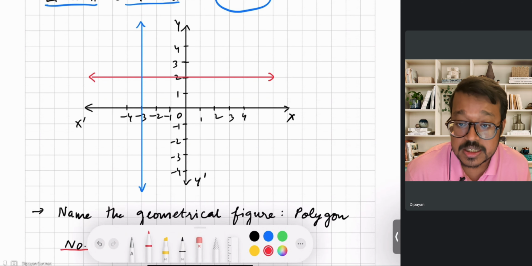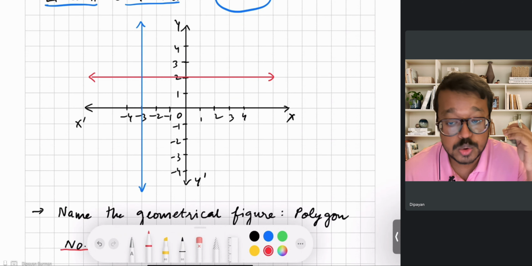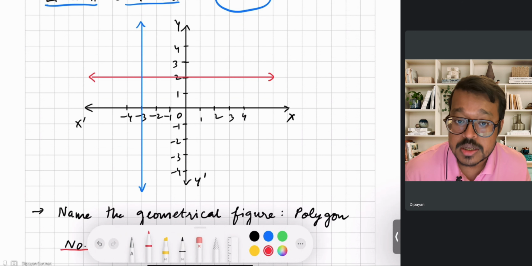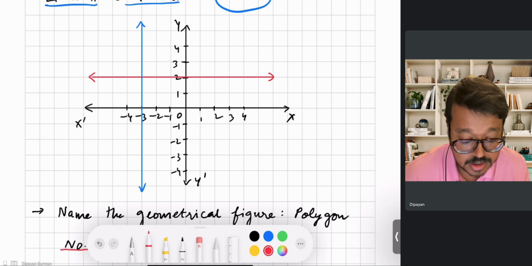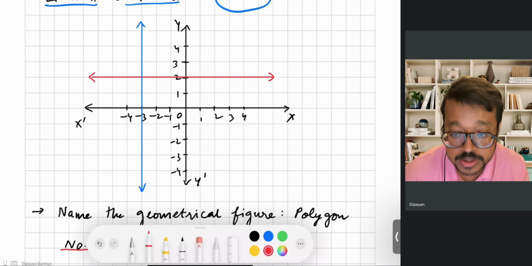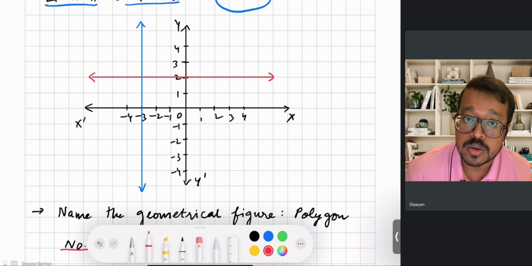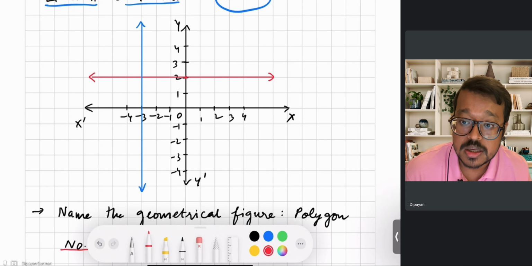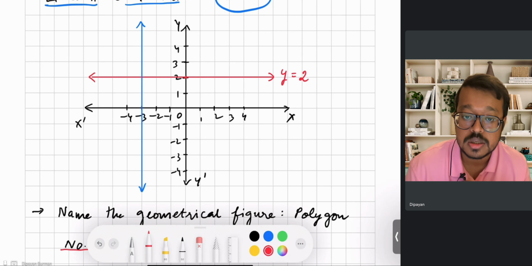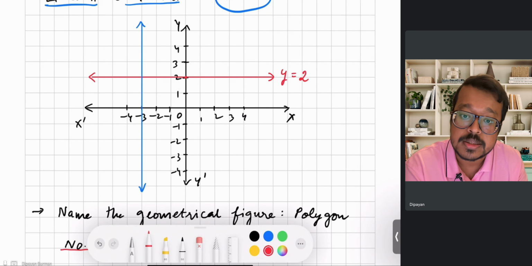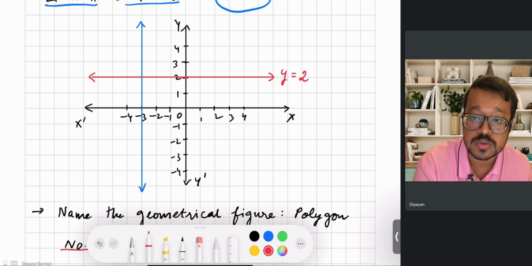Let's say the red colored line is a line parallel to the x axis and it is 2 units above the origin. So it is 2 units above the x axis. So the y coordinate of any point on this line will always be 2. So I will say that this line is y equals 2. The x coordinate on this line can be anything, but the y coordinate of any point on this line is fixed. It is y equals 2.